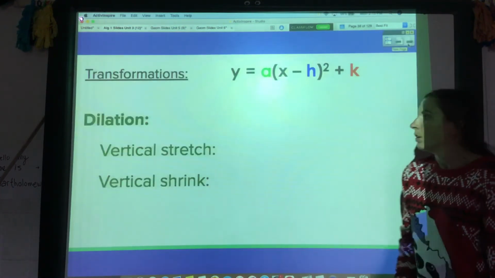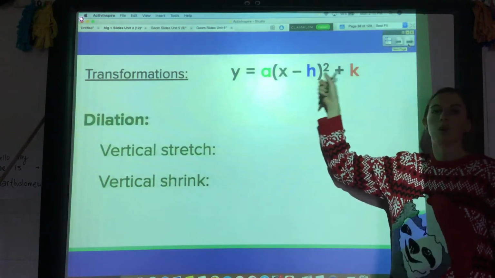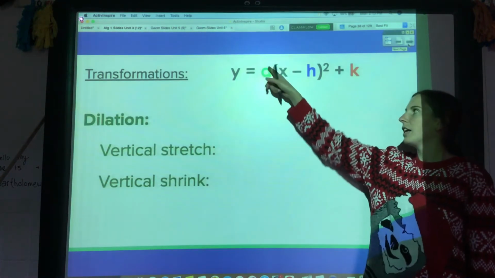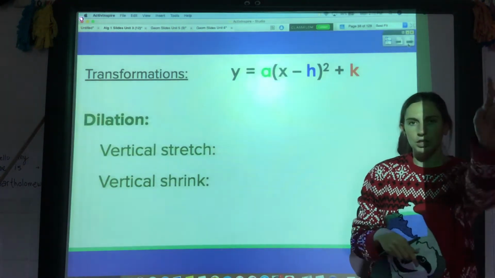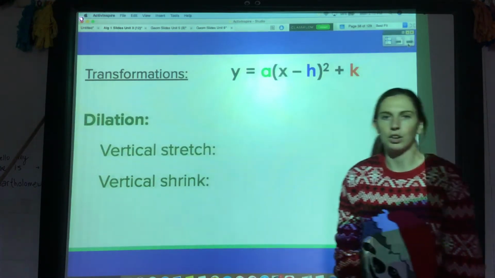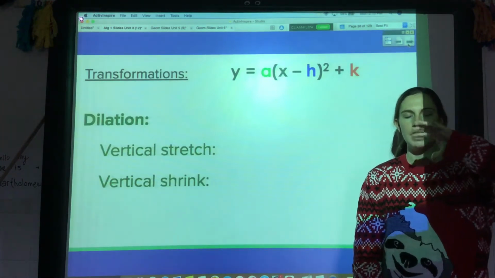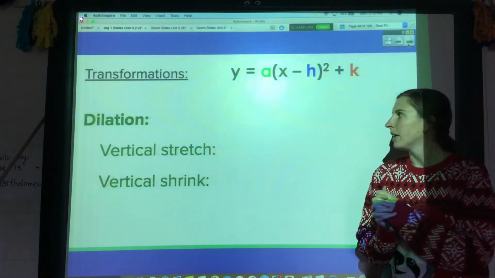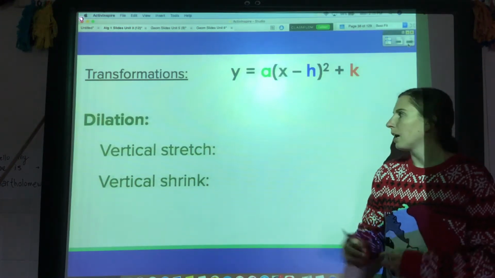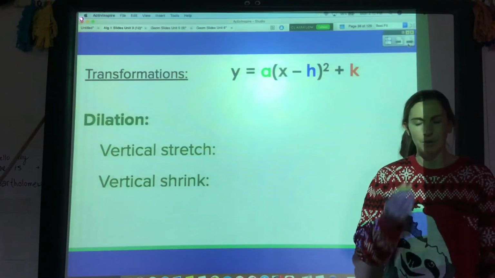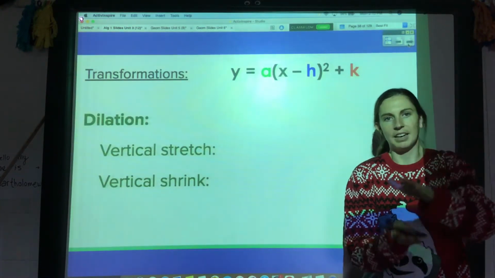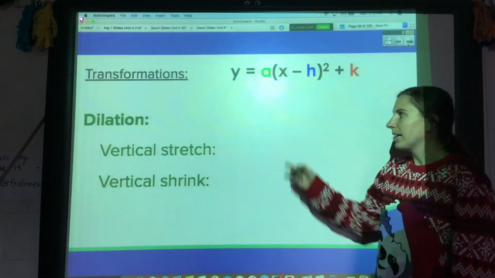Okay. So each part of this vertex form does a certain transformation. This A value in front does actually two things. The first thing it does is it will dilate your graph, either stretch it vertically or shrink it vertically. Think about if I took your height, however many inches tall you are, and I multiplied your height by 5. That would make you way taller. Or if I multiplied your height by 1/5, that would make you super short.